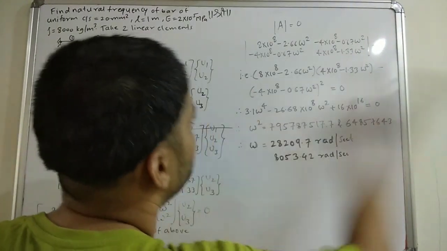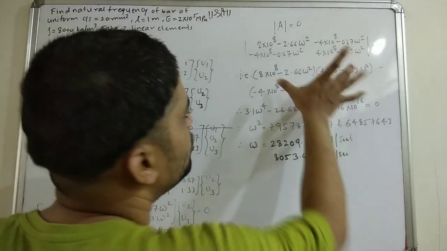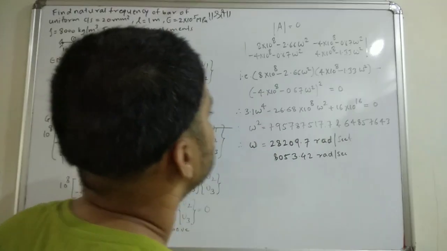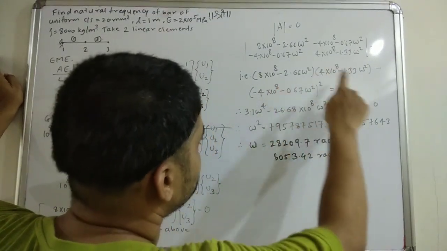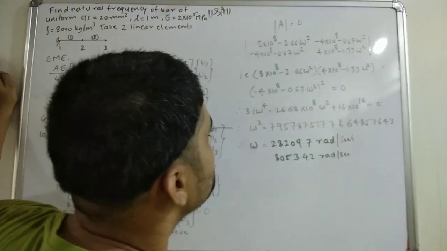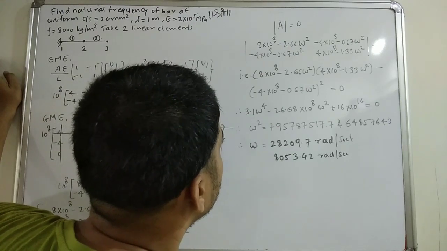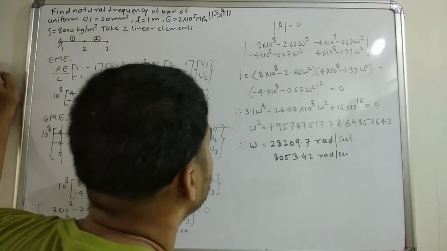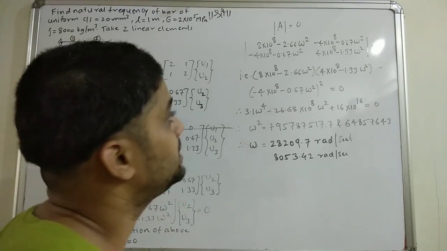You can just simplify first. Just open the brackets and do the multiplications. So it will go like this. Here you have 8 4s are 32, 32 into 10 raised to 8, minus, 4 4s are 16. So 32 minus 16, that is 16 10 raised to 16.